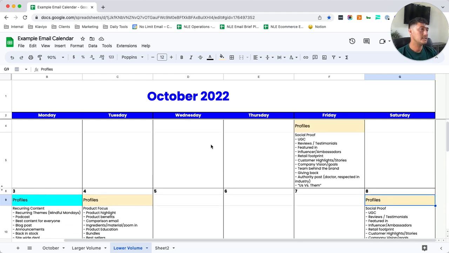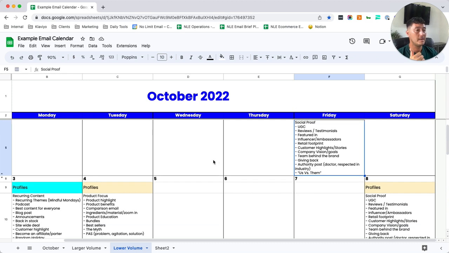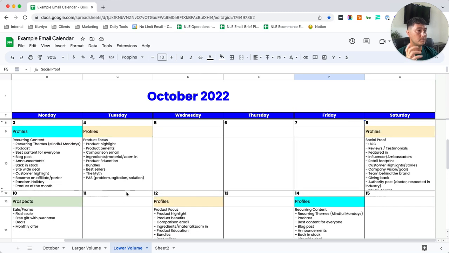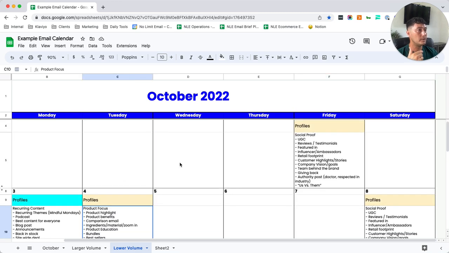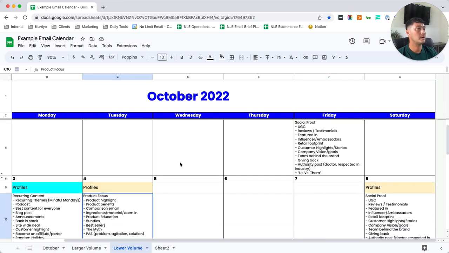Most simple and easiest thing to do is just do every 4 days, the first one is social proof, so building trust. And then the next one will be product focus, where we're going to focus on pushing products onto the customer or prospect. It doesn't have to be a sale. I recommend it not to be a sale. Don't go so crazy with sales.